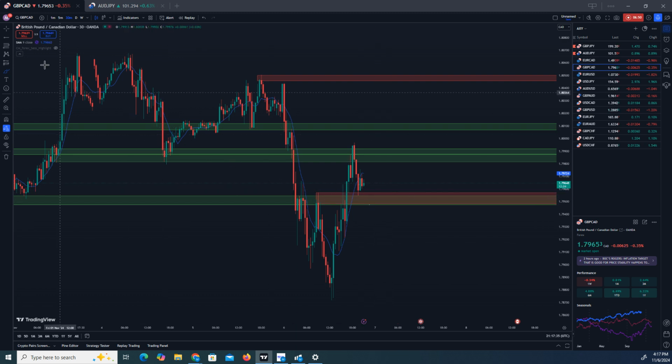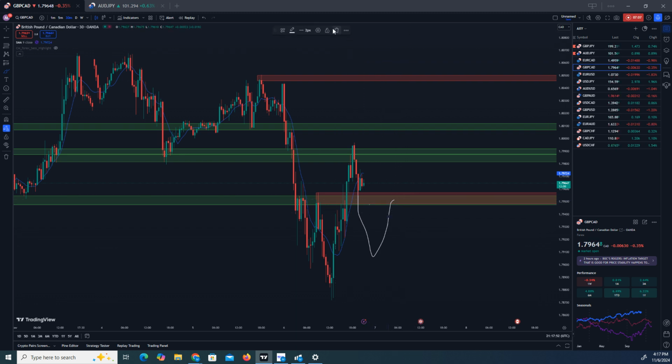We have this zone here. I'd love to see this market push down and then probably come to this zone here and then continue down. So that will be my sell logic on this red zone.